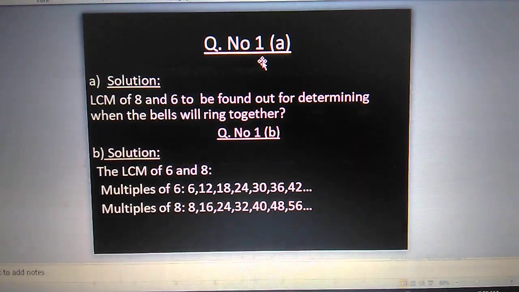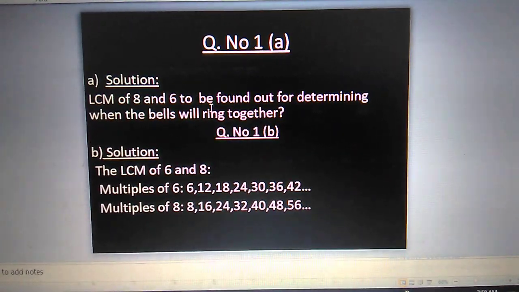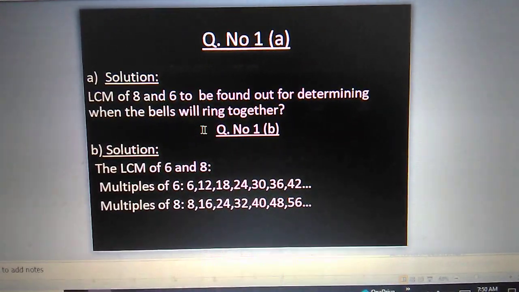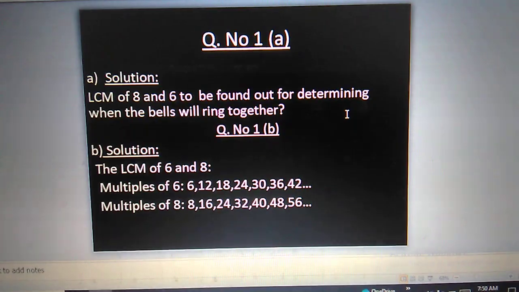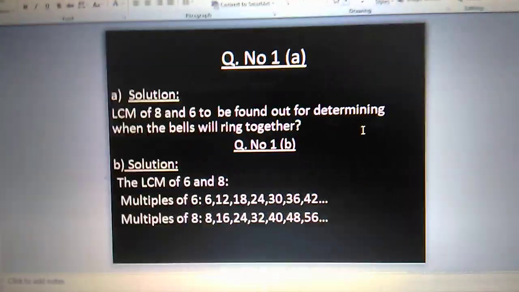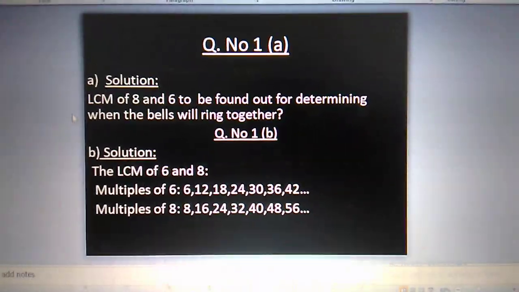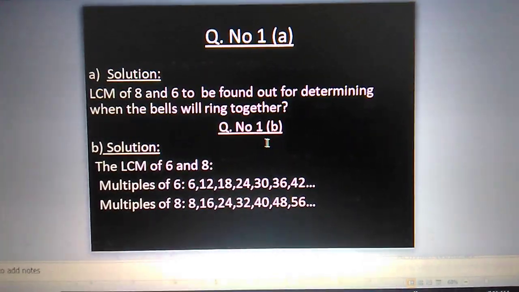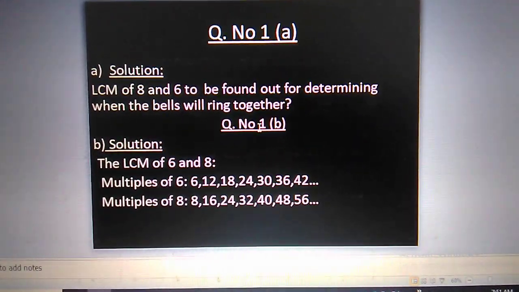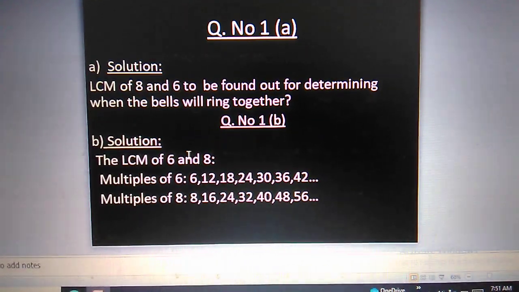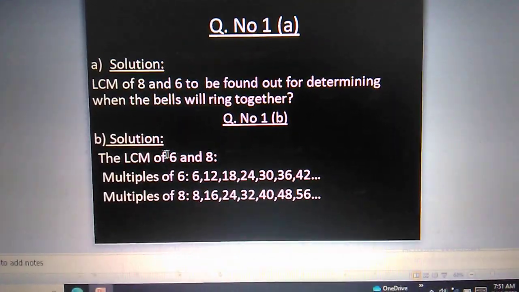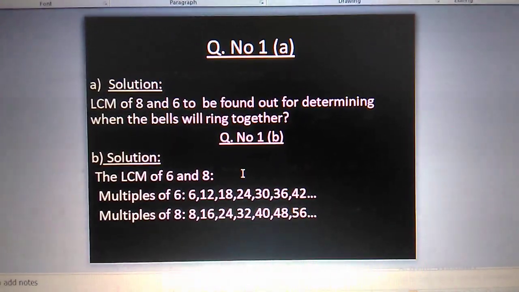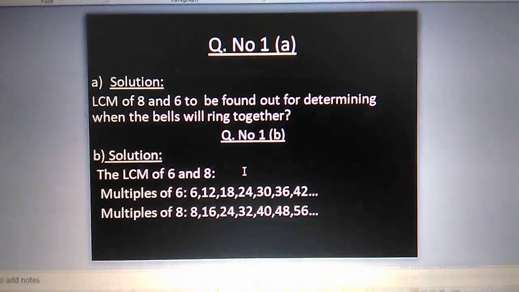So let's go for the solution. Question number 1a, solution. LCM of 8 and 6 is to be found out for determining when the bells will ring together. So when anyone asks you for anything minimum, then you must do the LCM. So you got the answer. Now go for question number 1b. We have to find out the LCM of 6 and 8 for finding out the required time when the bells ring together again.